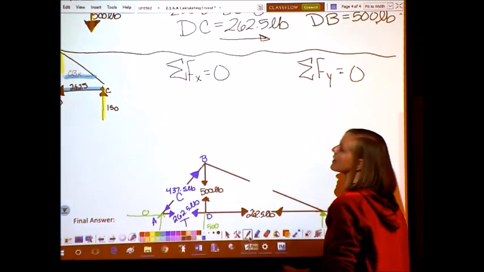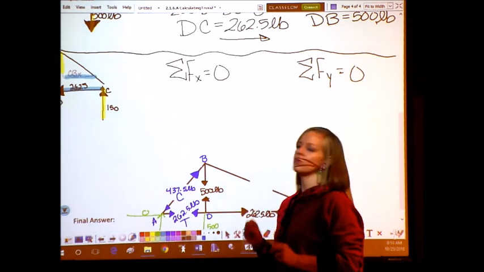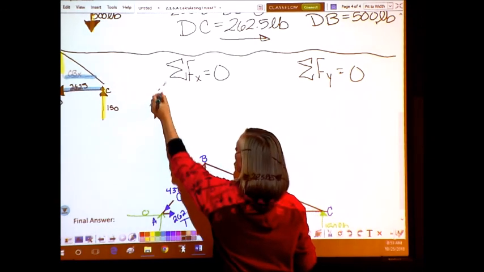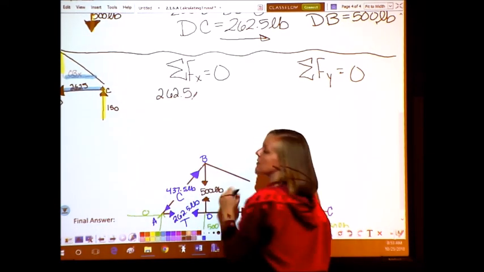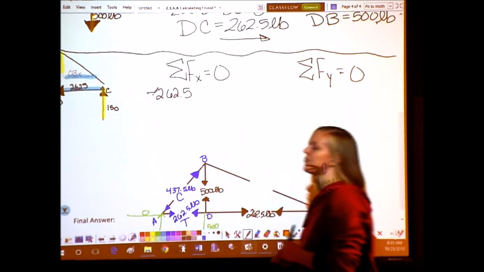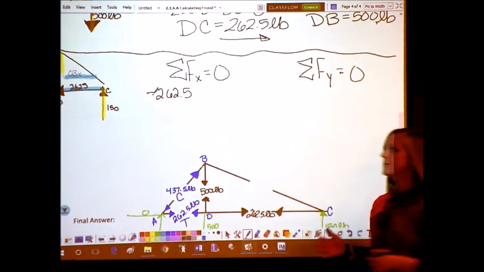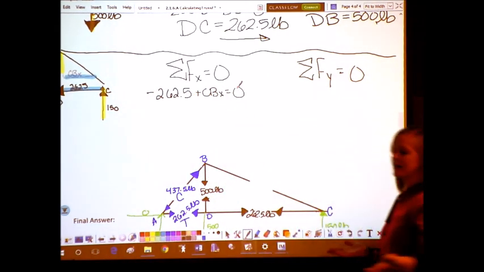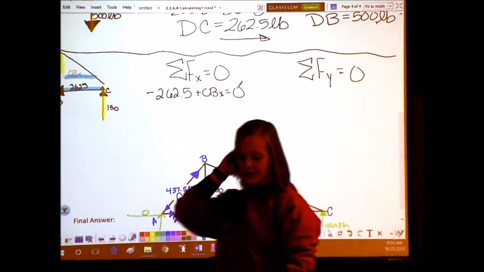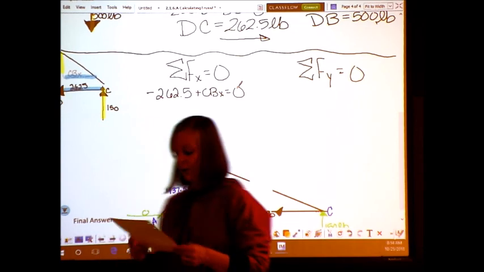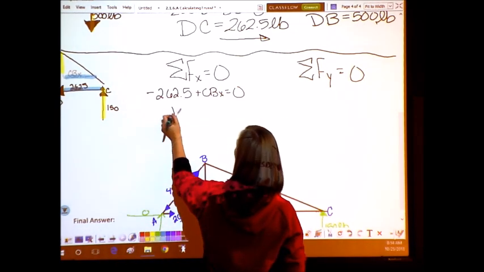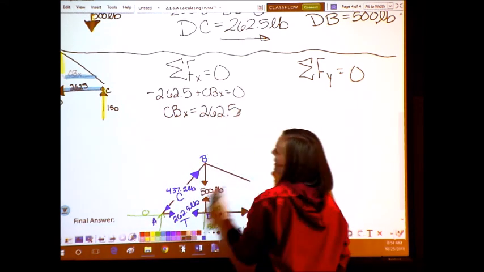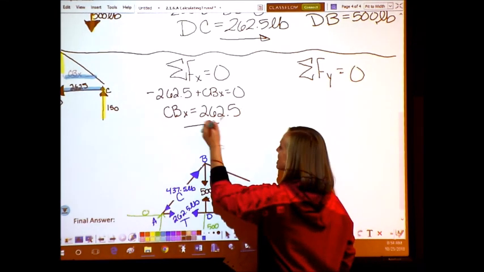Okay, so when I get the pen back, tell me what X directions we have. What is one of the blue things I highlighted? And because it points left, it's negative. Negative 262.5. What's the other thing I highlighted? CBX. Good. Add the 262.5 to the other side. And what do we get? Positive, yeah. So CBX is positive. What does it mean to be positive in this area? Going right. Good.